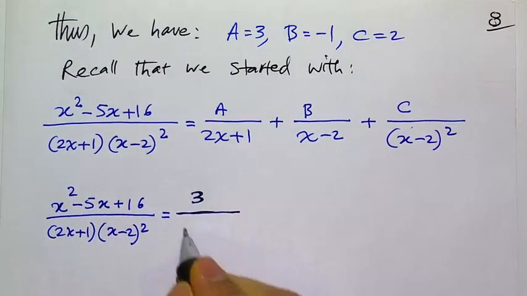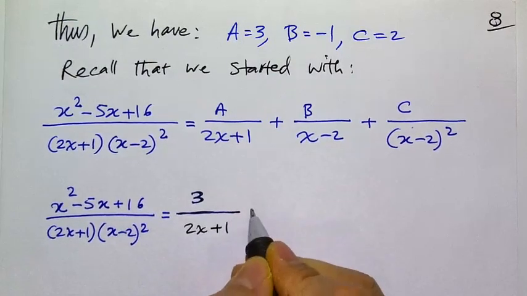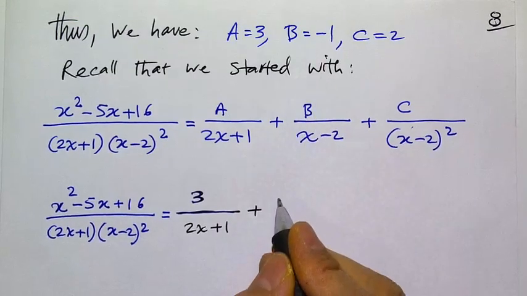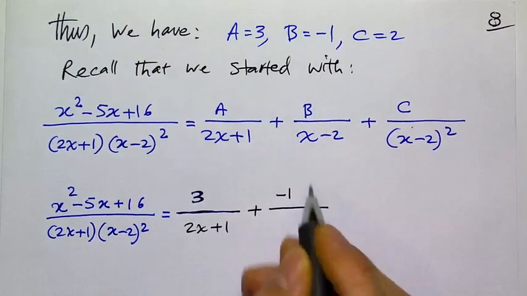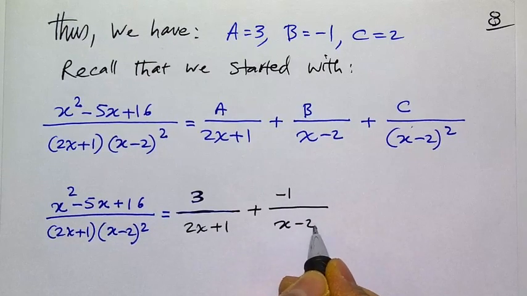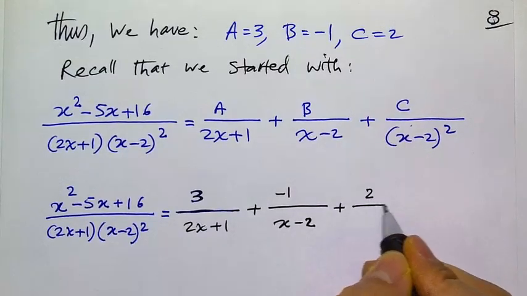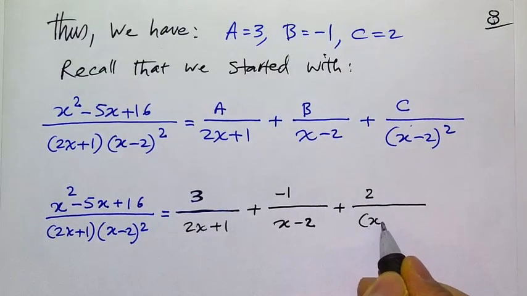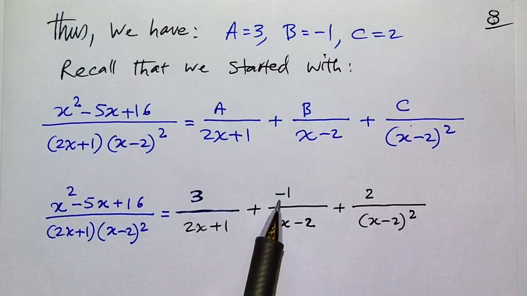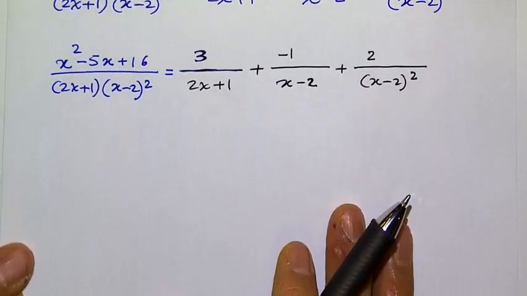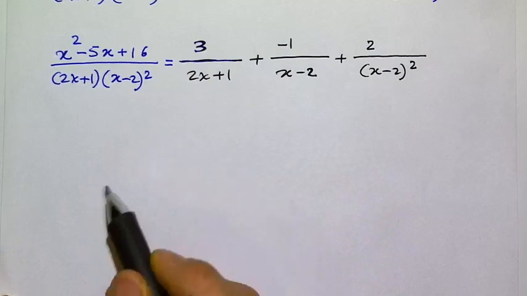3 over 2x plus 1, plus b is minus 1, so minus 1 divided by x minus 2, plus c is equal to 2, so 2 over x minus 2 squared. Now this minus is going to multiply itself by this plus and change it to negative, right? So let's change it anyway.